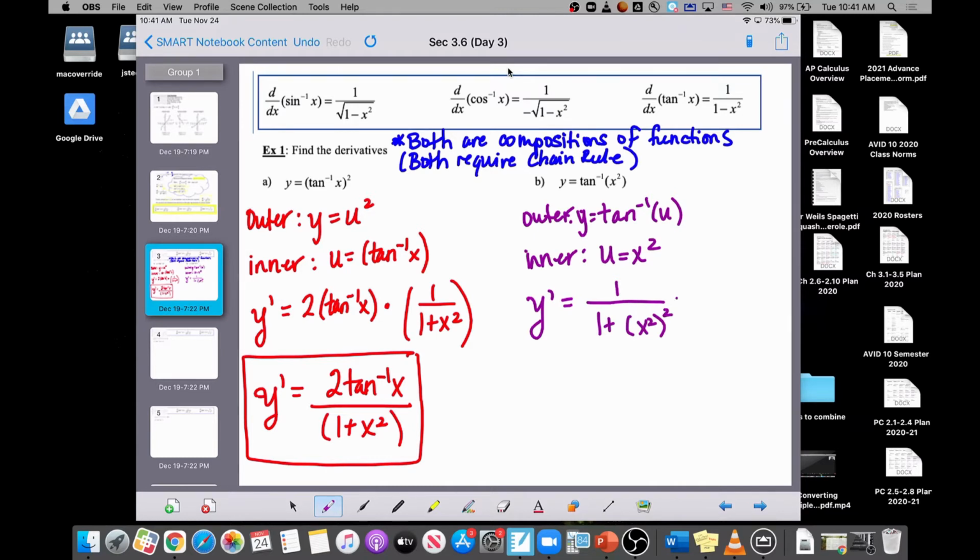But then I have to multiply by the derivative of the inner. The derivative of x squared is 2x. So my derivative ends up being 2x over 1 plus, and then x squared squared, I can write as x to the 4th power.